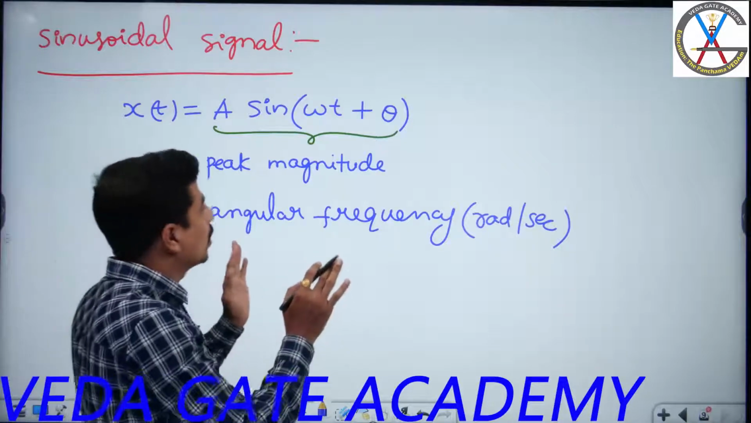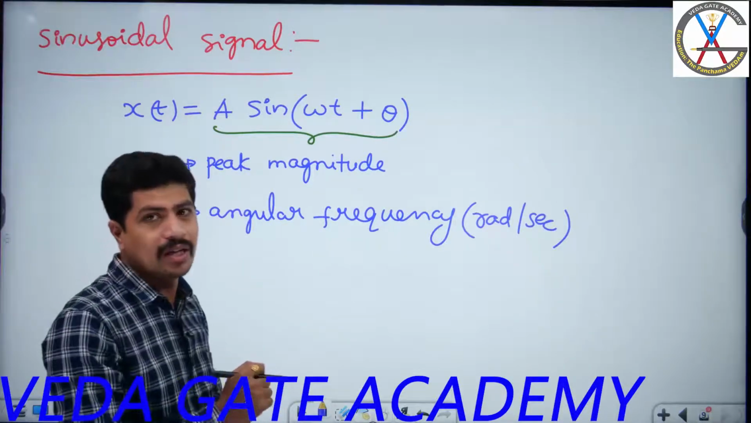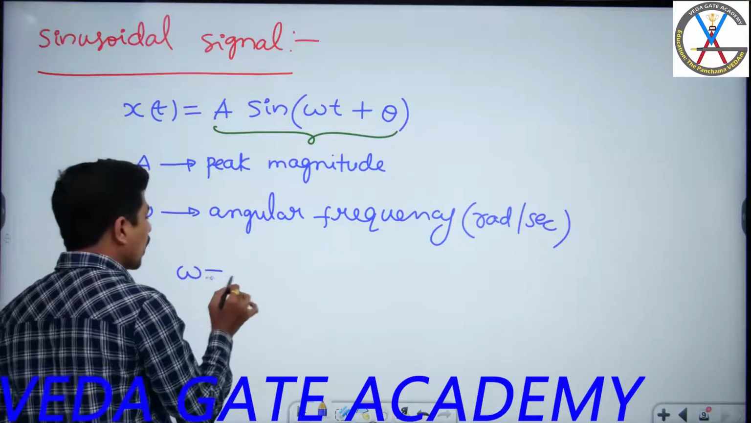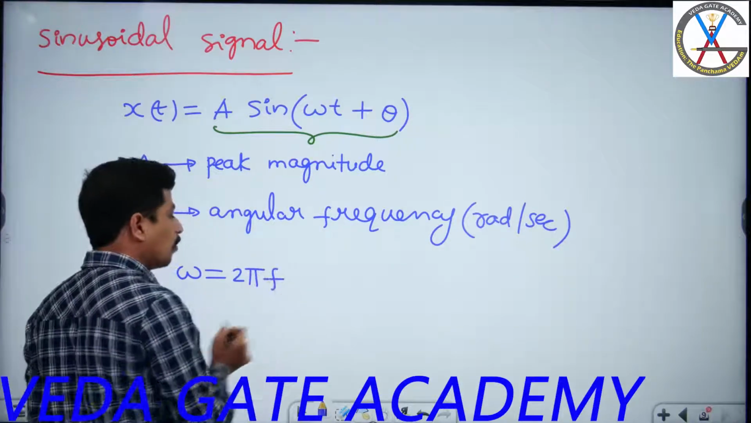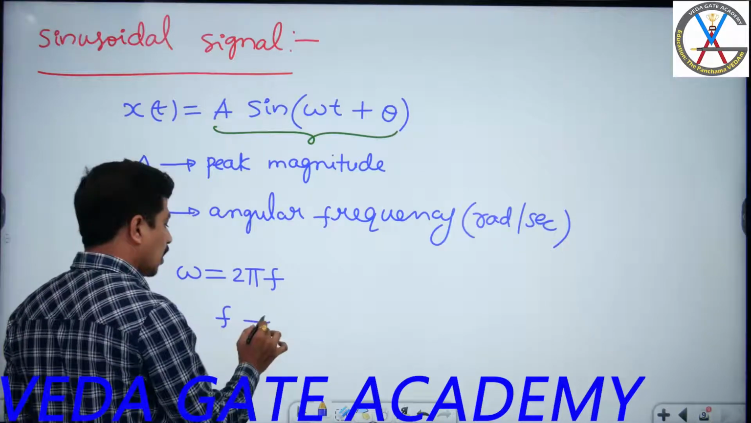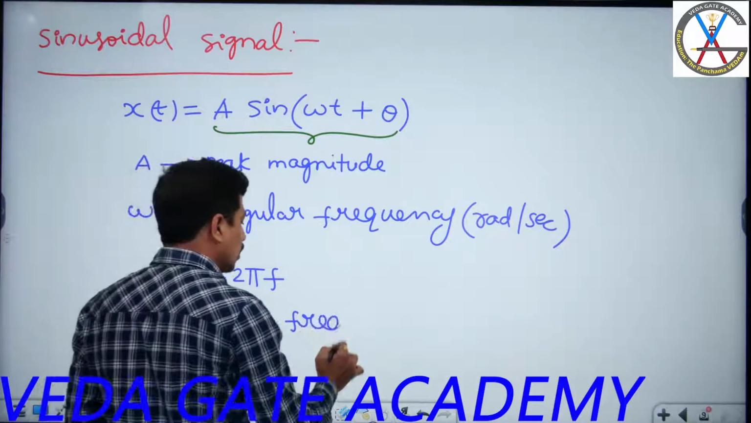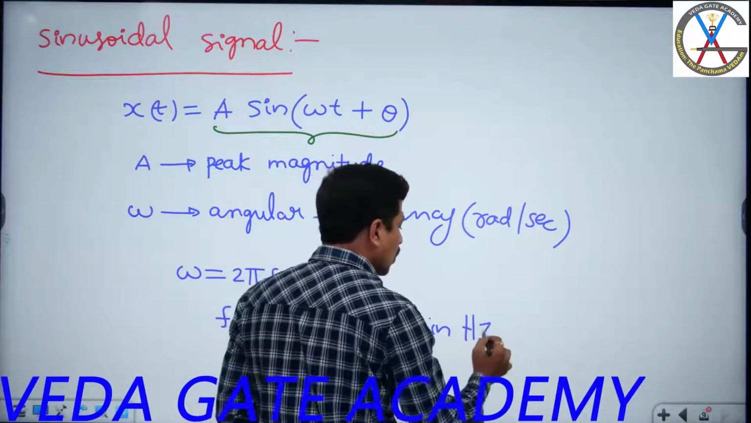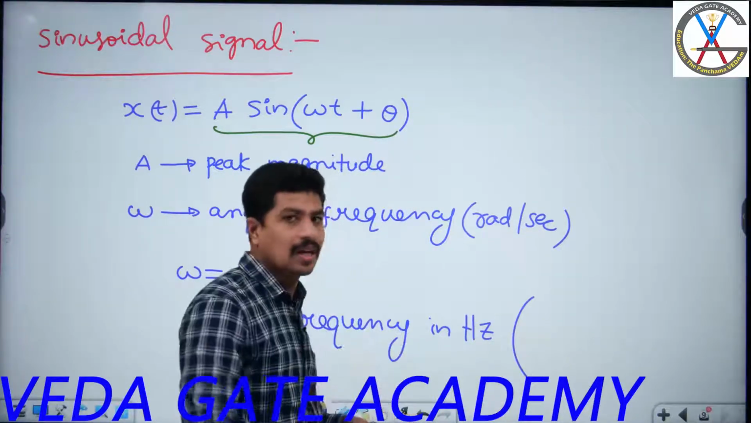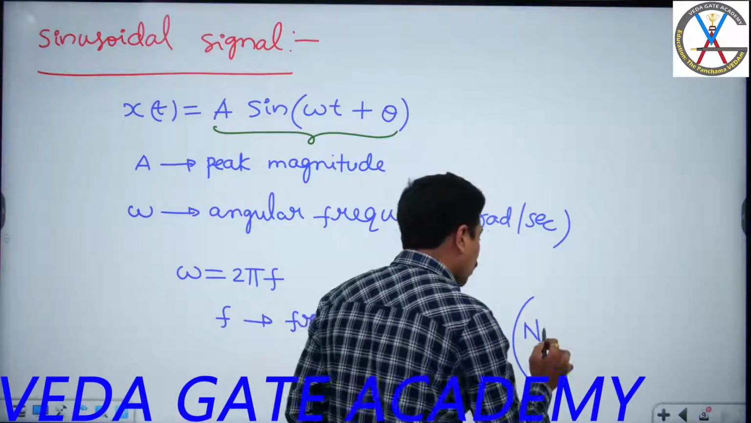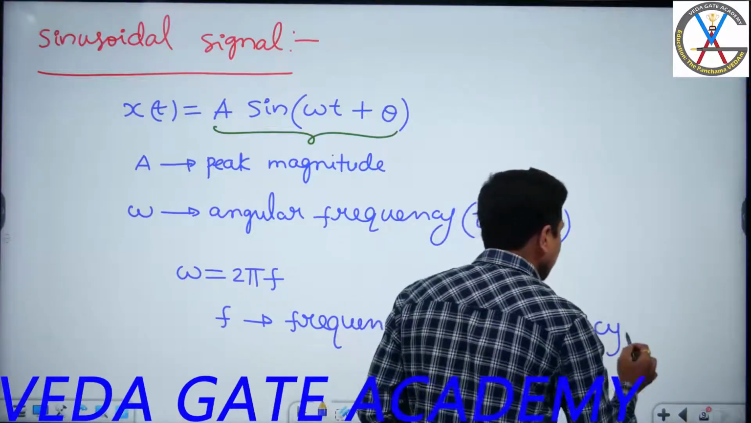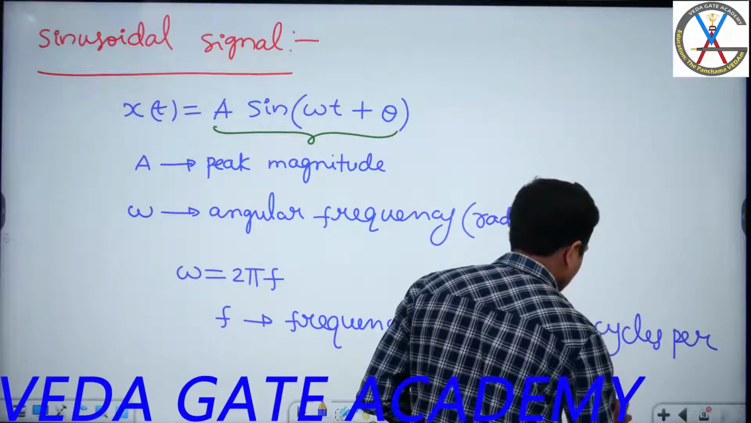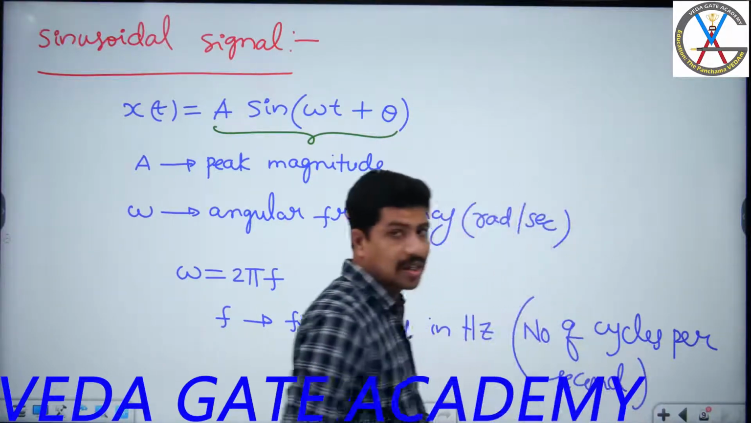We have to draw its waveform. Before we draw it, omega is equal to 2 pi f, where f is the normal frequency in hertz. What is frequency? Number of cycles per second. I'll write here: number of cycles per second.